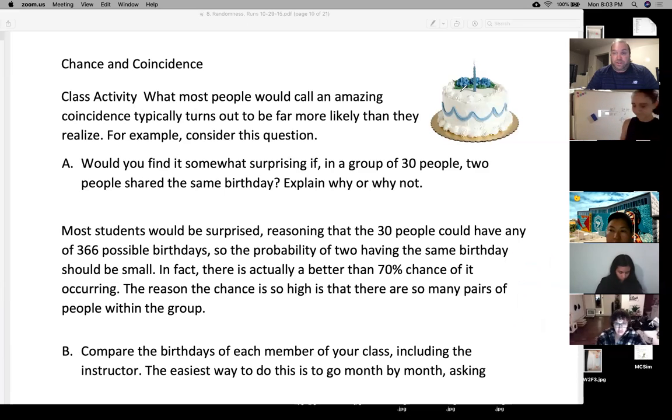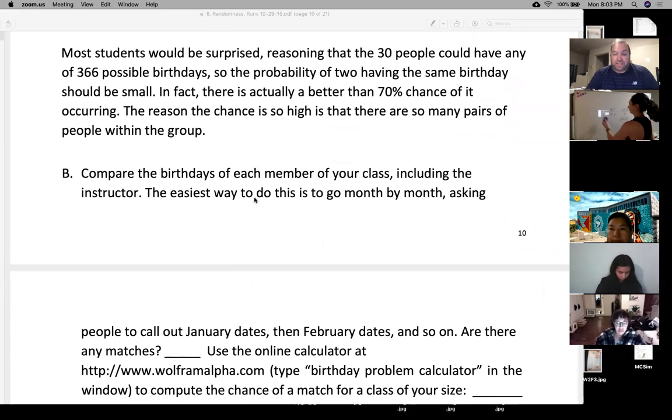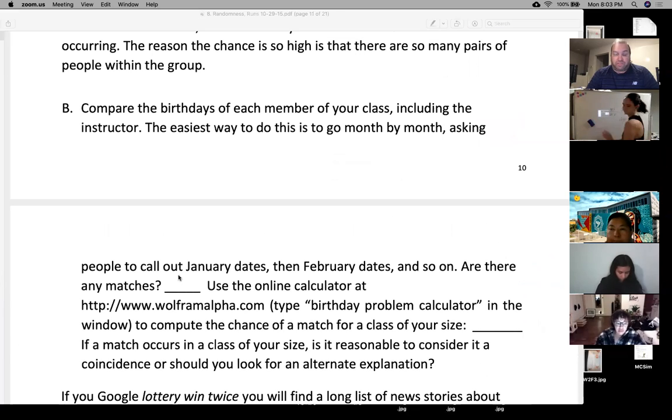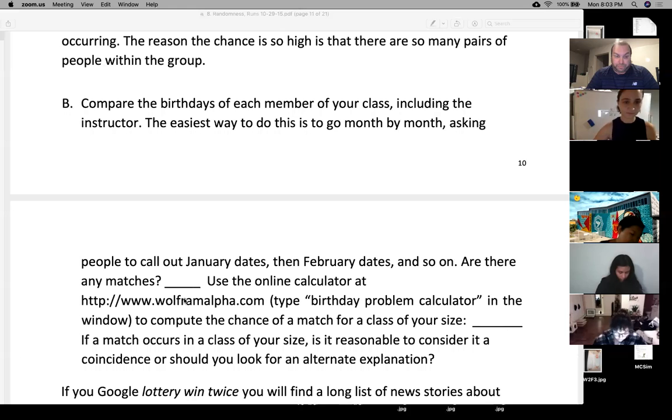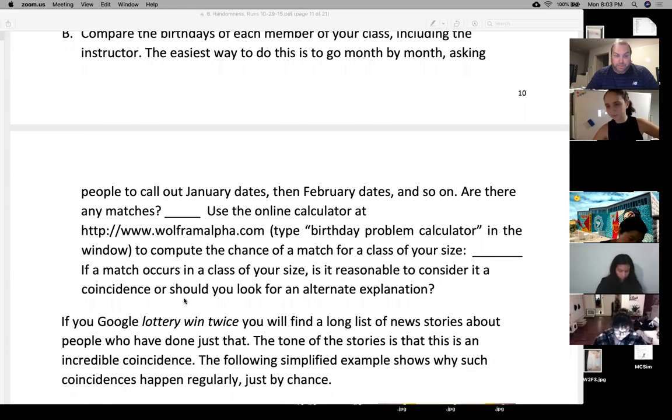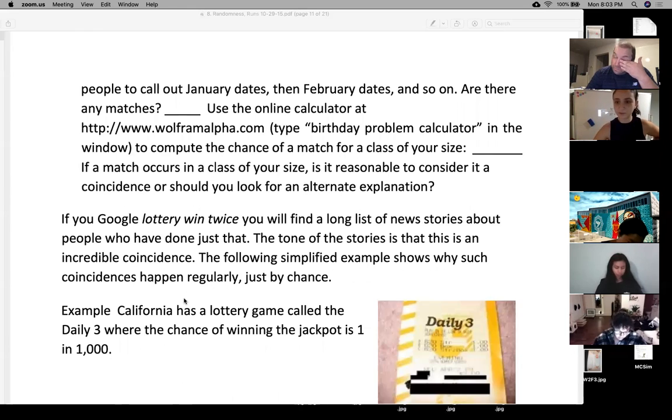The easiest way, well, who cares about the easy way? We did it pretty easily, and we saw that 2 people had the same birthday, so not exactly what you expect. Are there any matches? Yes. There are also 2 people on November 9. So there are 3 pairs. Crazy talk.